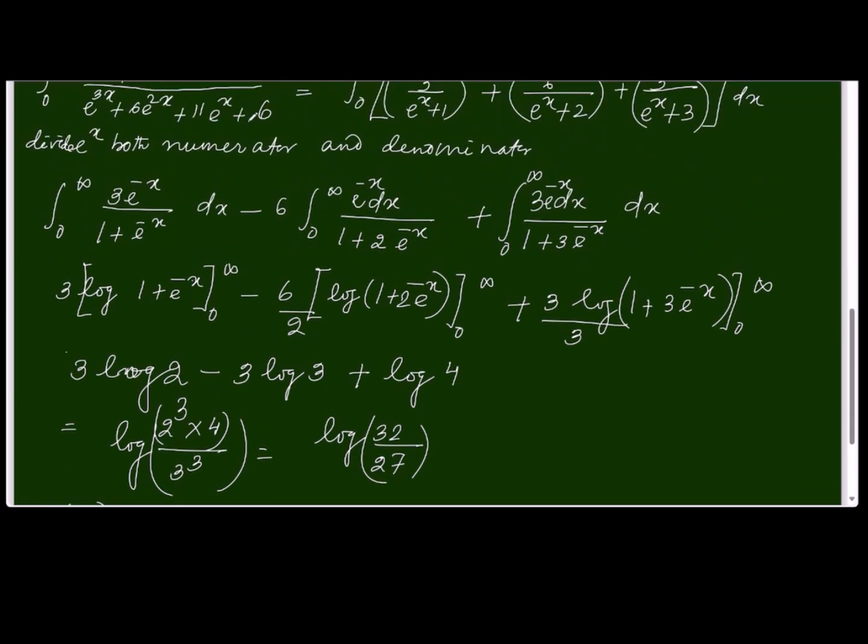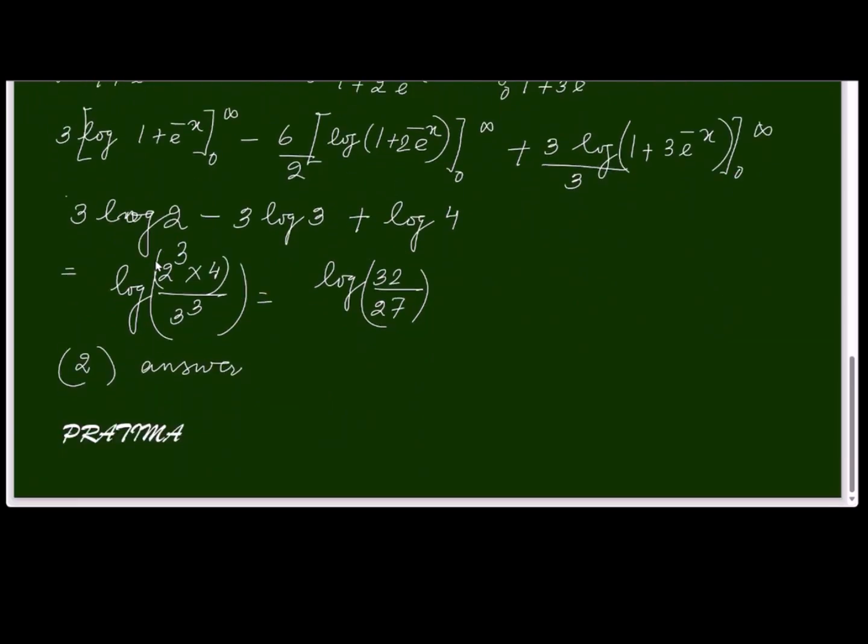If there is confusion in taking this limit, we can take 1 plus e to the power minus x as t, and you can change the limit. It will be 0 to 1.